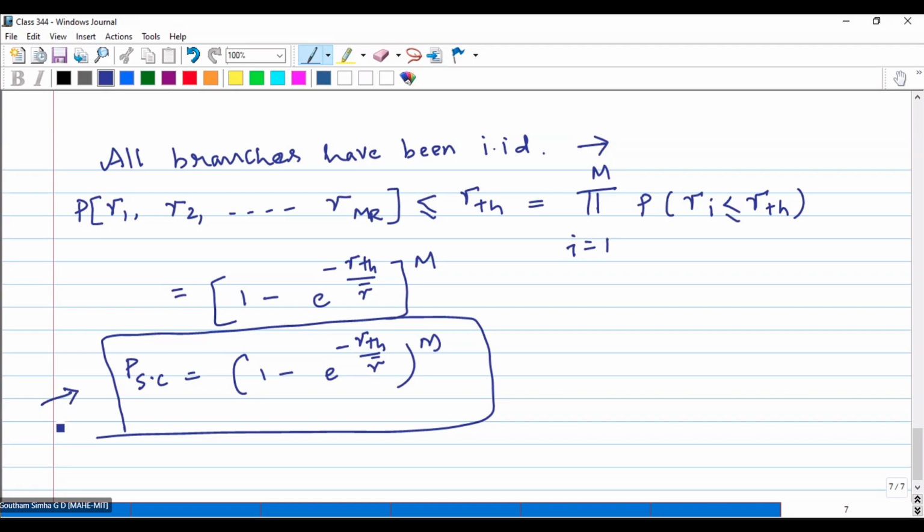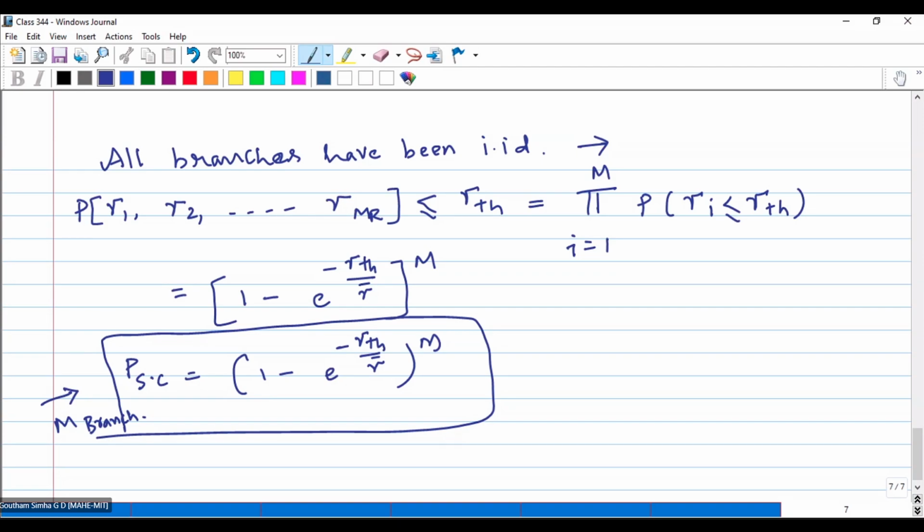For M branches, for M branch diversity. Now, how did we get this? We got this because we knew what is the CDF. From CDF, we have taken the first derivative. From the first derivative, we know what is PDF. Now, for the PDF, we calculated this outage probability, integrate between 0 to gamma threshold. We came to know the outage probability.